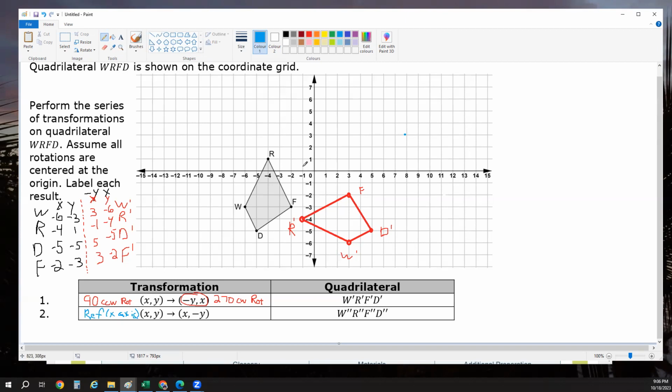Right, so the x value doesn't change as I change it from the x to the y. The y value flops direction. So we're going to do the same thing. I'm going to use the same table. I'm going to go W double prime, R double prime, D double prime, and F double prime.